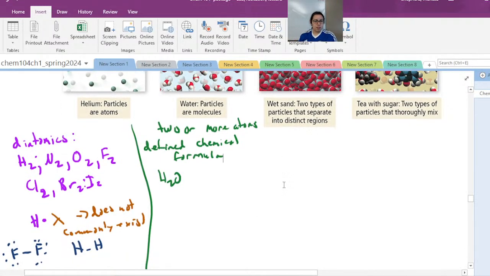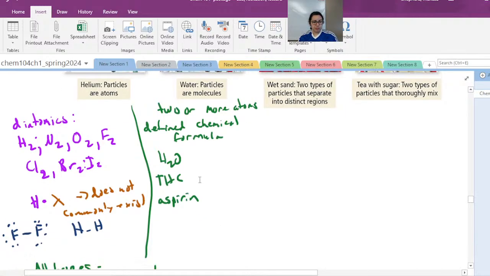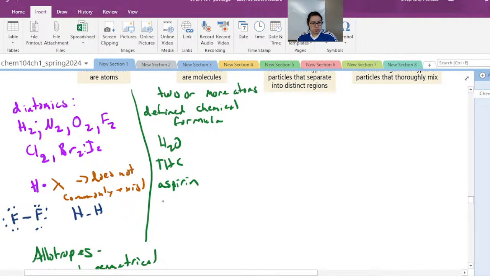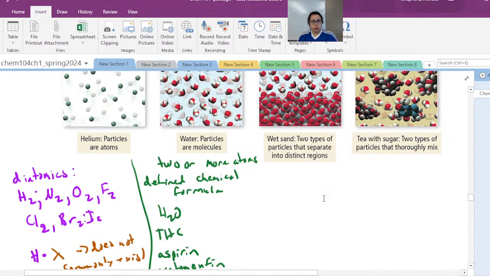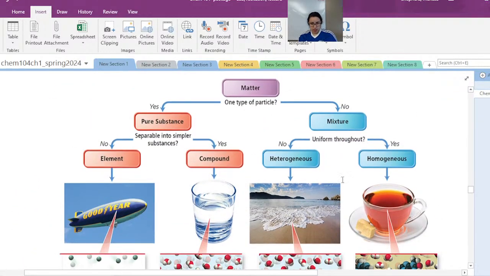All right, so now let me write that. Again, anything with a defined chemical formula: THC, aspirin. Aspirin has a defined chemical formula. Acetaminophen. All those are defined chemical formulas. And then we get into our mixtures.